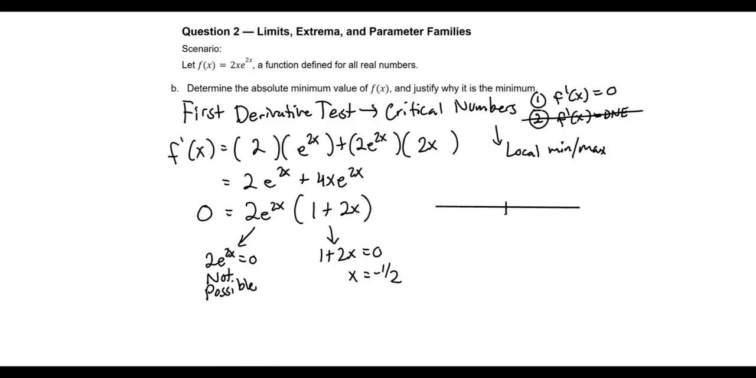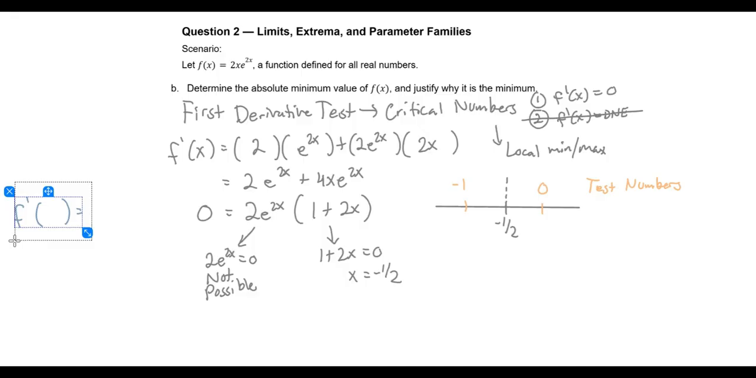So here's what we're going to do. We're going to draw a number line. And then on this number line, we are going to put a couple of test values, or test numbers, maybe I should say, like this. So these test numbers are going to be plugged back into the first derivative. And then we're going to see if we get positive or negative answers. So let's come all the way over here to the left side. We're going to take -1 and plug it in. And then after that, we're going to take 0 and plug it into our first derivative.